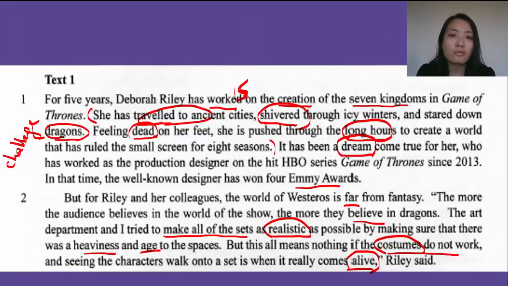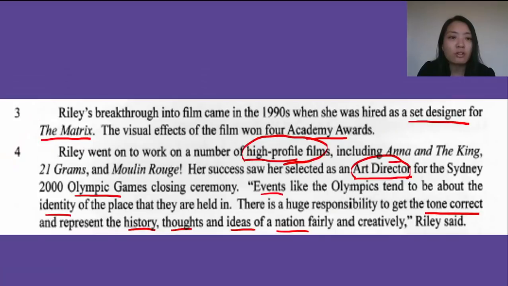So we look at text 1 first. Remember, earlier in text 1, you're trying to see, is it talking about her life or is it talking about her skills? So this one is talking about what she did and all that. And then it became a dream come true for her. And then here, again, it talks about what she did to make the set realistic, how it's important for her and how she wants to make it come alive. And then it talks a bit about her life here, about when the film came, she was hired as set designer, and then she did all these films and also events in the Olympics.